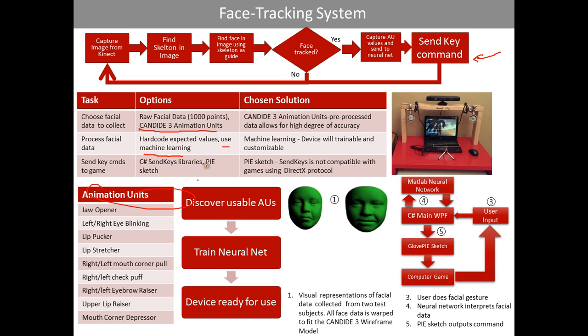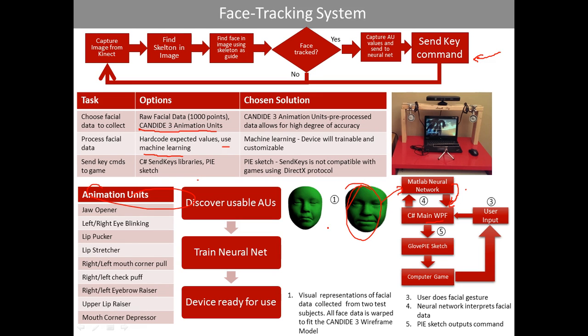For sending the keyboard commands to the game, I decided to use a PySketch, and you can see the program flow in the lower right hand corner. It starts with the user inputting into the main program interface, the main WPF. That WPF is going to send facial data that looks like this into the MATLAB neural network. The neural network is going to respond with what command it thinks the user is trying to send, the user intent. Then it's going to send the user intent through the WPF, and that's going to in turn ask the GlovePy PySketch to send a command into the computer game.